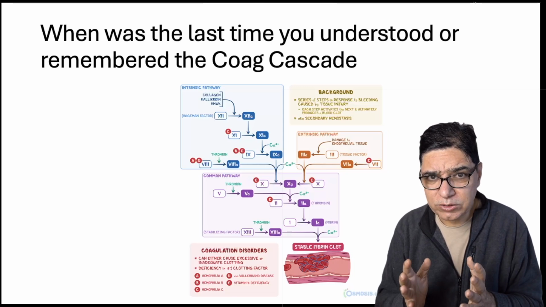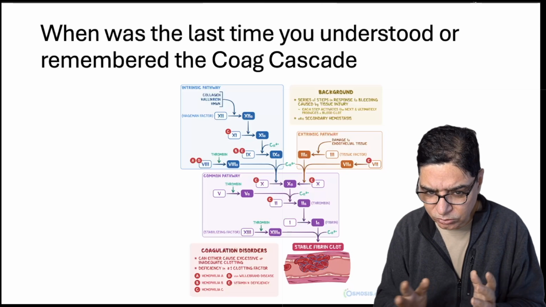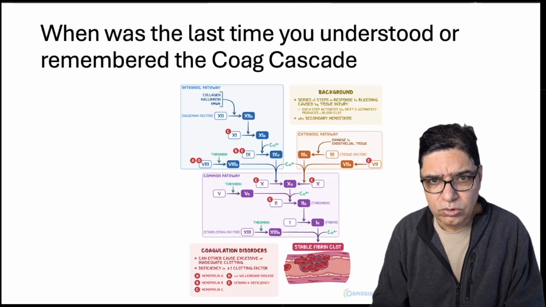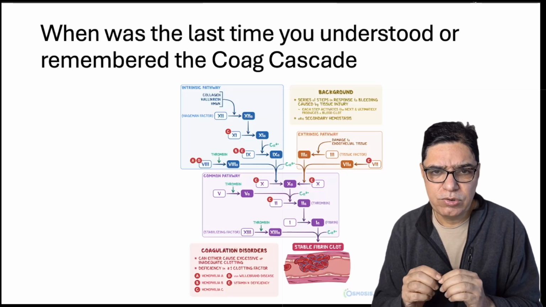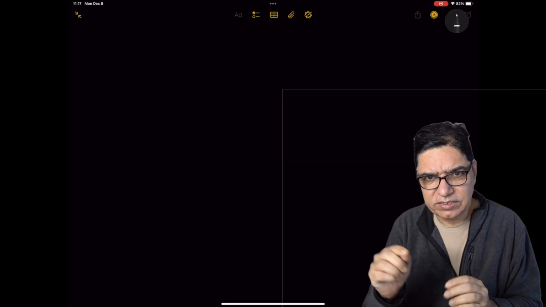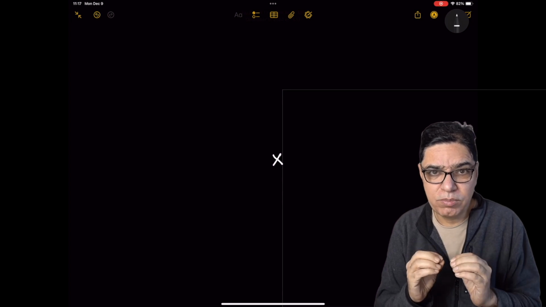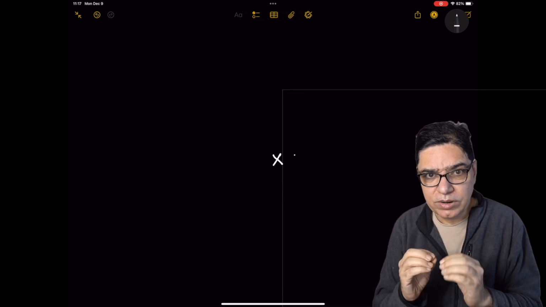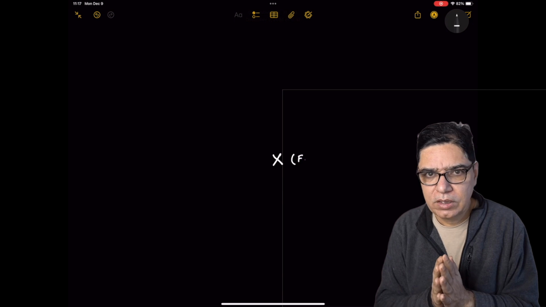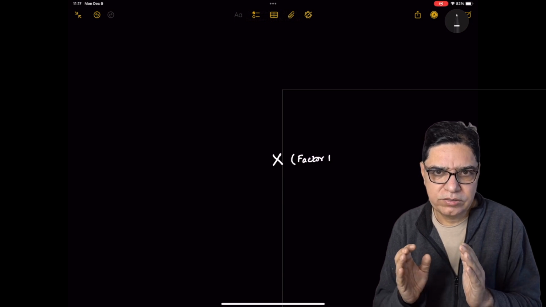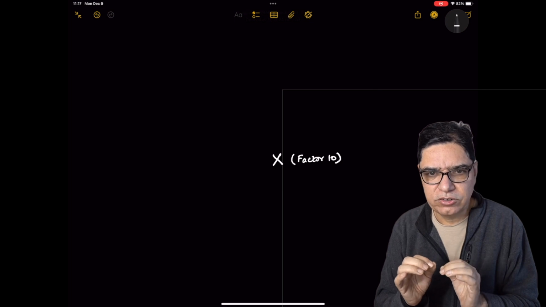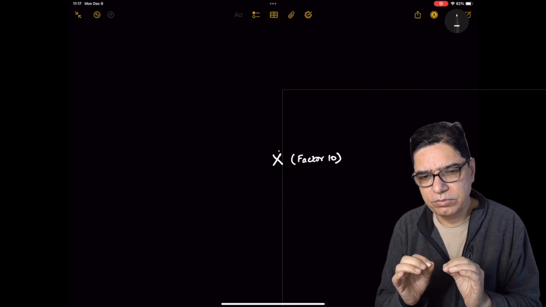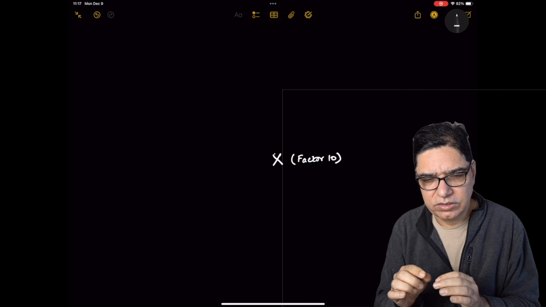Now, how do these pathways work? Let me tell you about that. I will draw a diagram. Let me show you how this thing works. If you take a piece of paper and draw an X in the center, remember an X is the Roman numeral for the number 10. Remember there are factors from 1 to 13, and 10 is in the center. So on a piece of paper, draw this X in the center. So this X is the center.